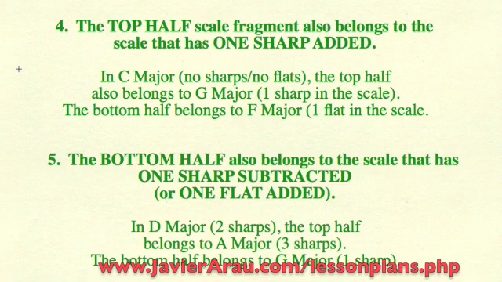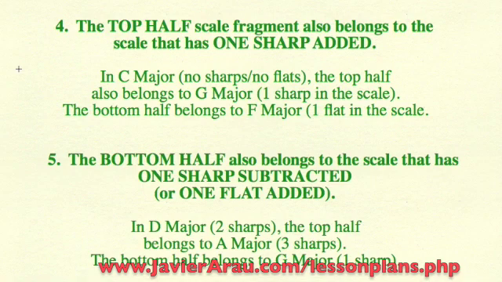This is true for any scale. So if you take D major and you think the top half of D major, you're going to have A major. And so you go from D major being 2 sharps to A major being 3 sharps. Number 5, the bottom half also belongs to the scale that has 1 sharp subtracted or 1 flat added. So in the case of C, the bottom half of C, C, D, E, F, belongs to F major, and it's basically 1 flat for F major. So that's 1 more flat than you had in C major.